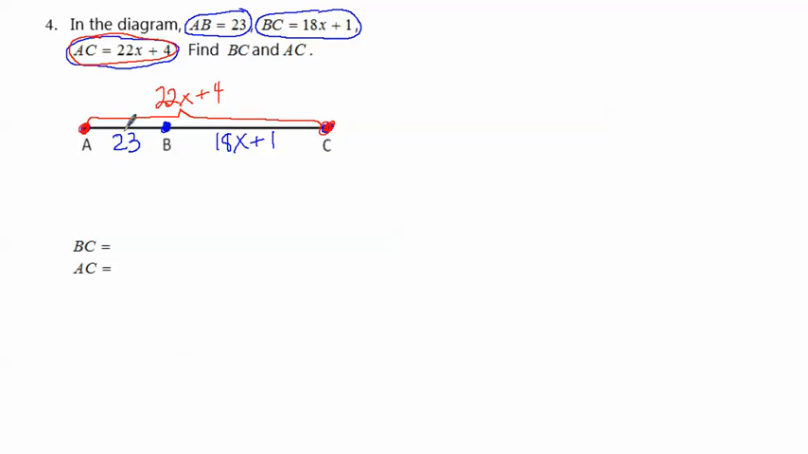So this segment 23 plus the other segment 18x plus 1 should equal the length of the entire segment that we have in red, 22x plus 4. Now it's just a matter of solving this equation. There are many ways of solving. The way I teach this in my classroom may or may not make sense to you.